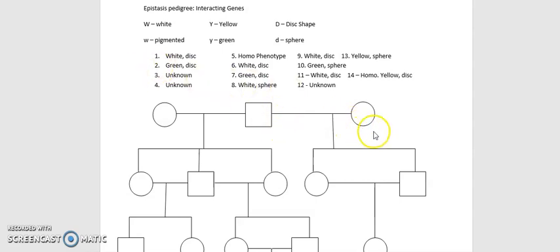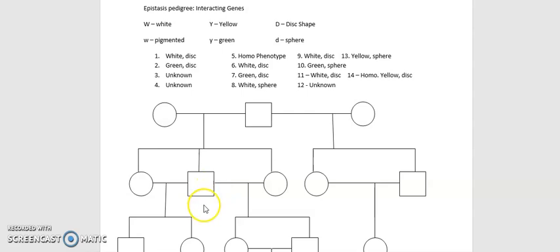Number 3, I know nothing about. So I literally have 6 lines, unknown. 4, unknown. So what you're going to do is go through each and every single one of these, looking at number 5. That says homozygous phenotype. That doesn't necessarily mean dominant or recessive, but by process of elimination, you're going to say, okay, this offspring has parents here and here. What must they have passed down?